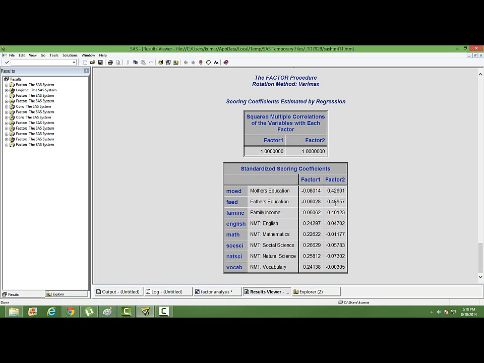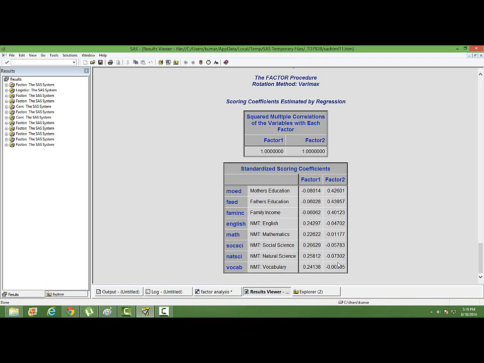Right. Similarly, the second variable, father's education. Clearly it is seen. There is no confusion at all. There is a distance between the factor loadings, a very high distance between the factor loadings for father's education. Similarly, for all the variables you can see.